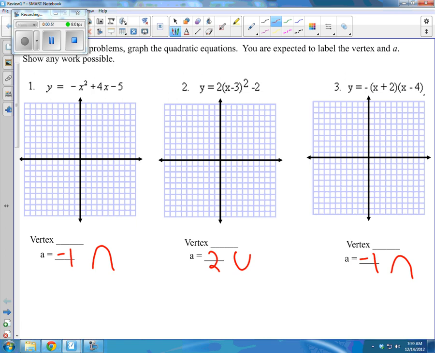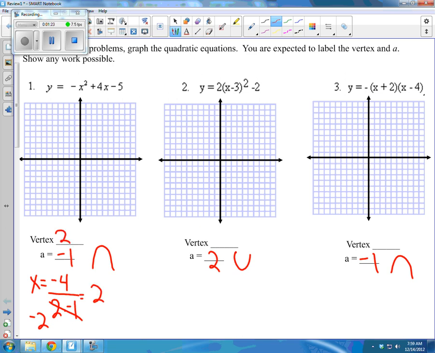Starting on number 1, what I'm going to do is find the vertex. So according to the shortcuts that will be on the test, but you should be looking at in your notebooks, which is page 68, in order to find the x-coordinate, I need to take the opposite of b, so that's going to be -4, and divide it by 2 times a. We already wrote down that a is -1. So I will end up taking 4 divided by -2, so that will make the x-coordinate of my vertex 2.